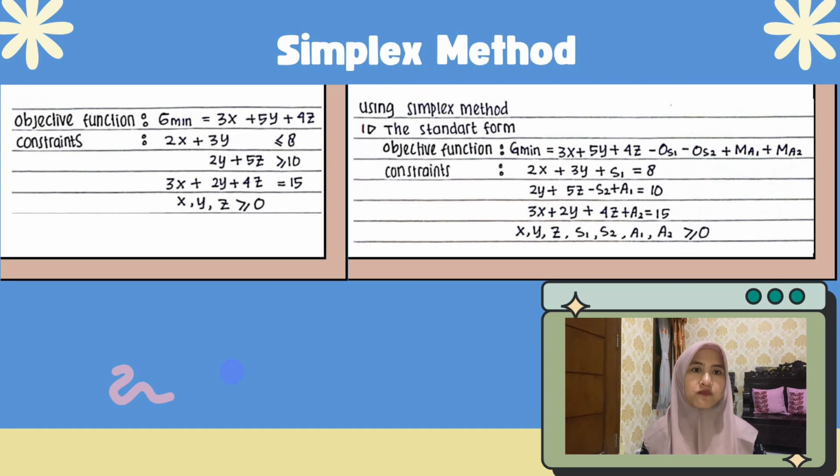The constraint functions are 2x plus 3y plus s1 equal to 8, and 2y plus 5z minus s2 plus a1 equal to 10, 3x plus 2y plus 4z plus a2 equal to 15, where x, y, z, s1, s2, a1 and a2 are more than or equal to 0. Then we construct the simplex table for iteration.